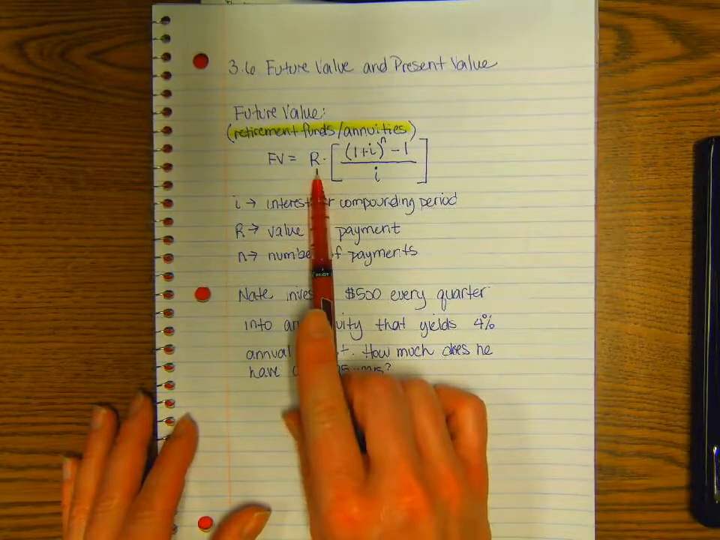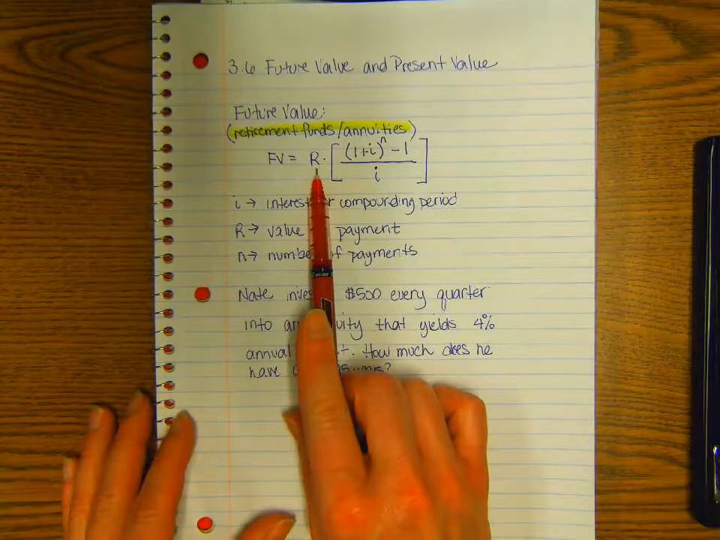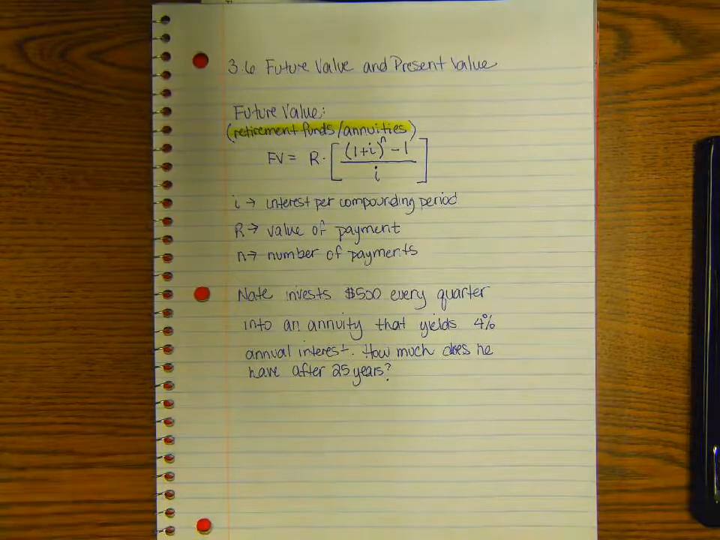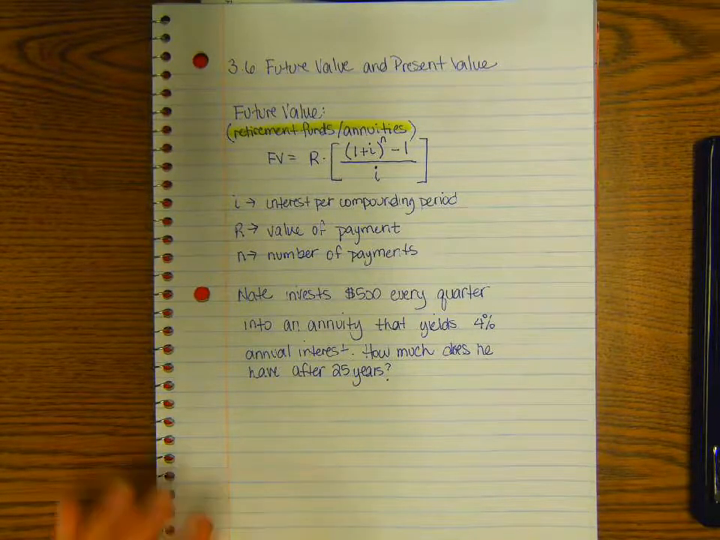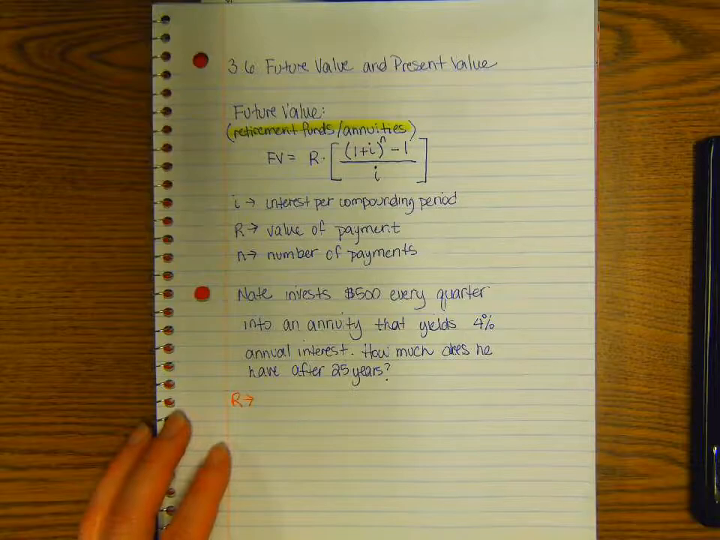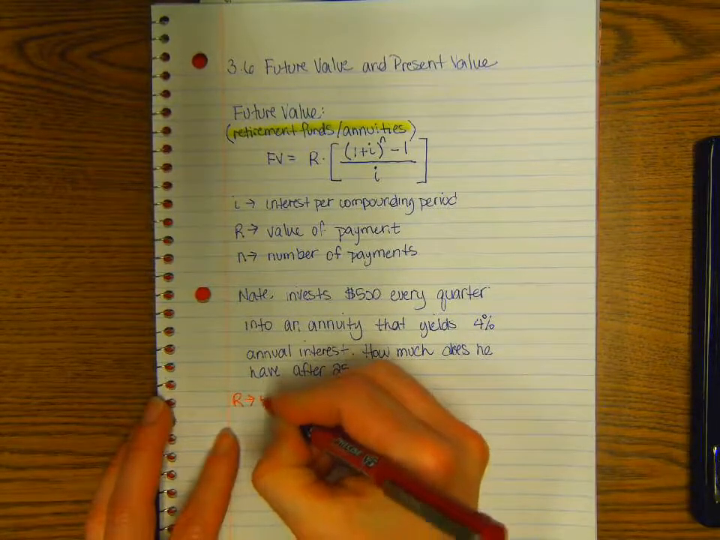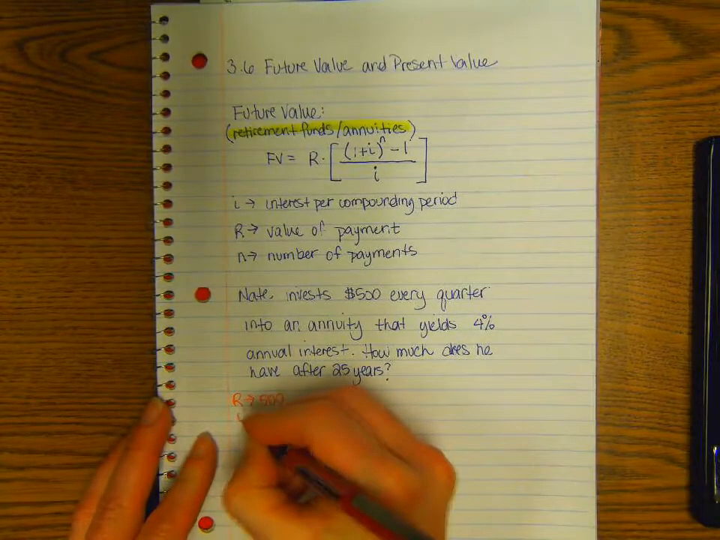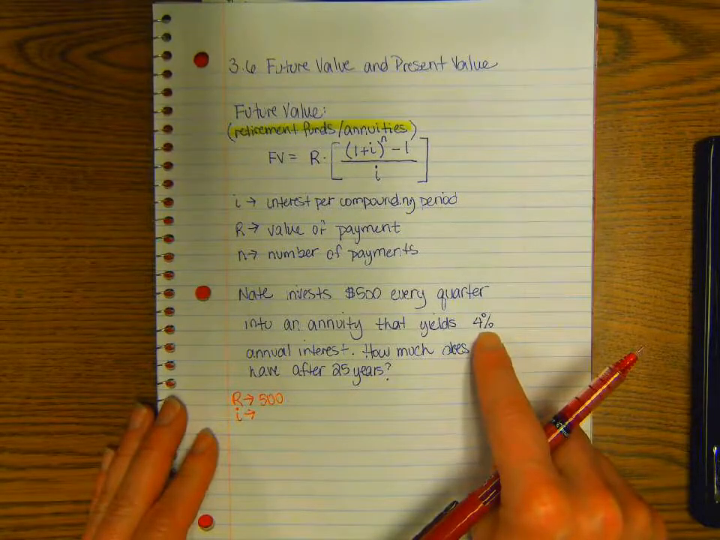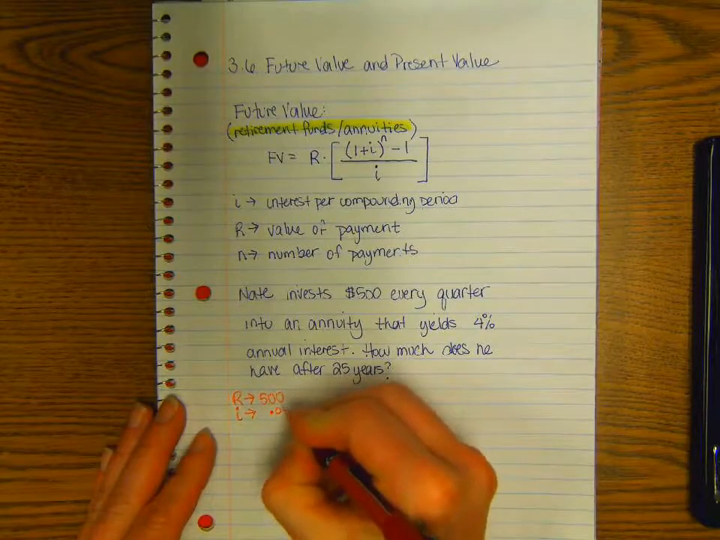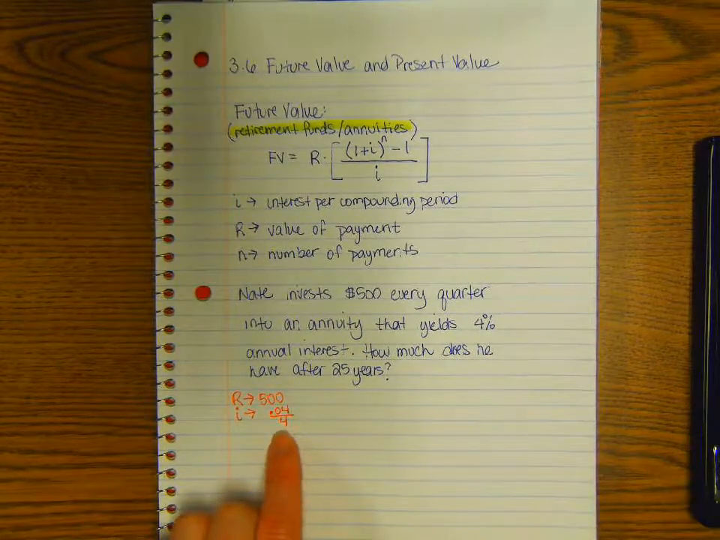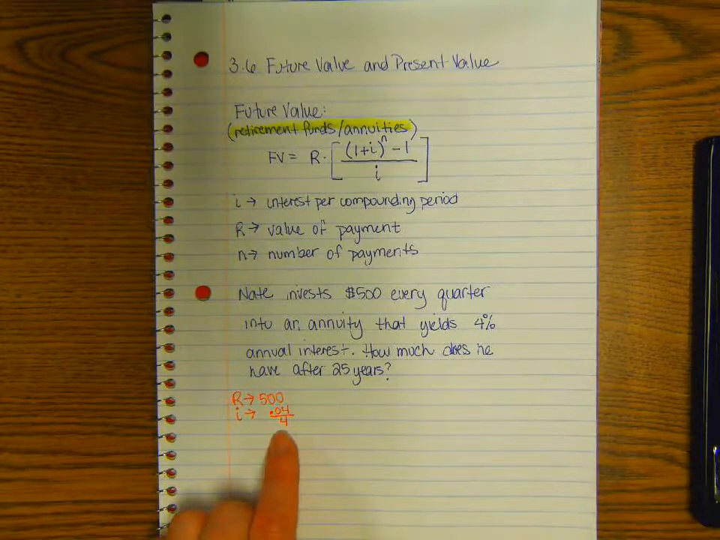I know R. Did I give you the interest rate? Yep, I told you how many times a year. Quarterly is 4 times a year. So let's write down what these things are. What was the amount of the payment that he's making? 500. His interest was 4% annual interest, but he's putting it in every quarter, so we have to do 0.04 divided by 4. Let's say he was doing it every month, it would be 0.04 divided by 12.